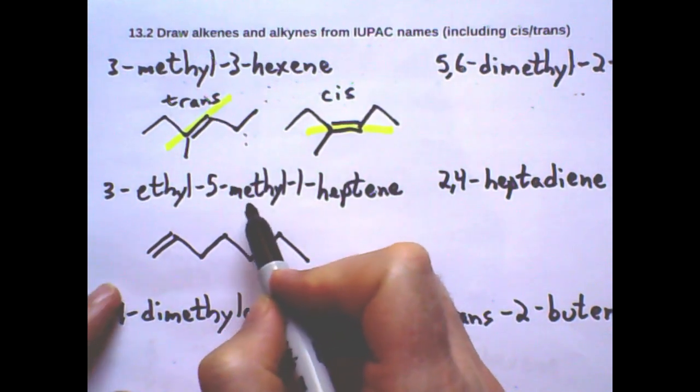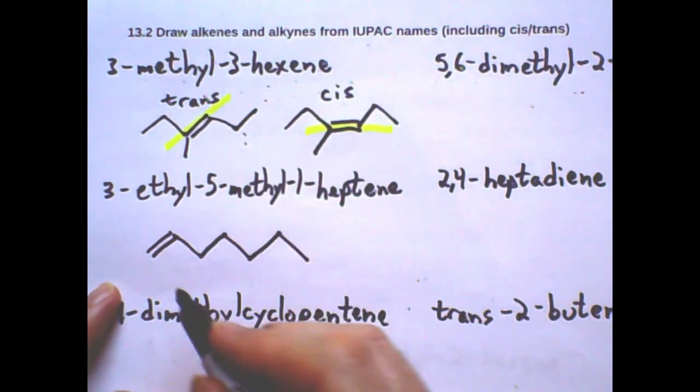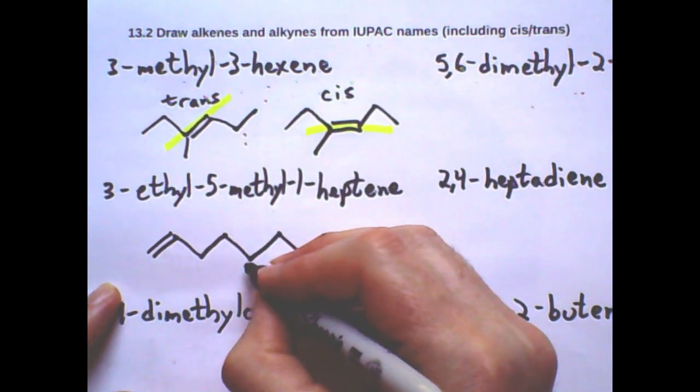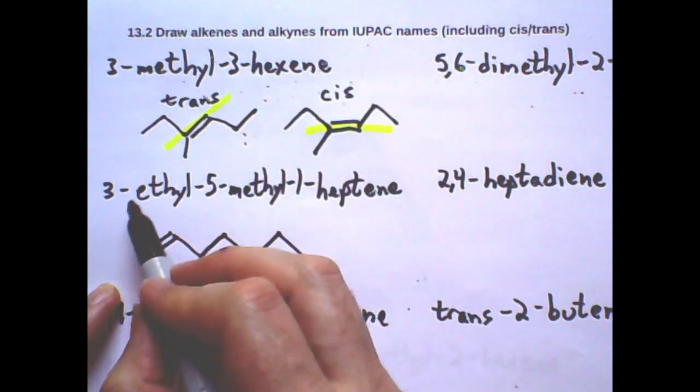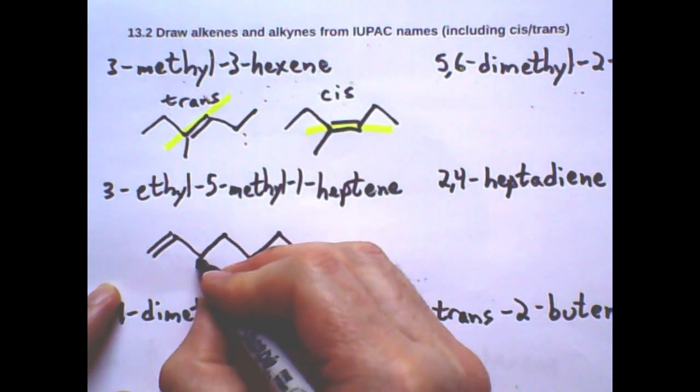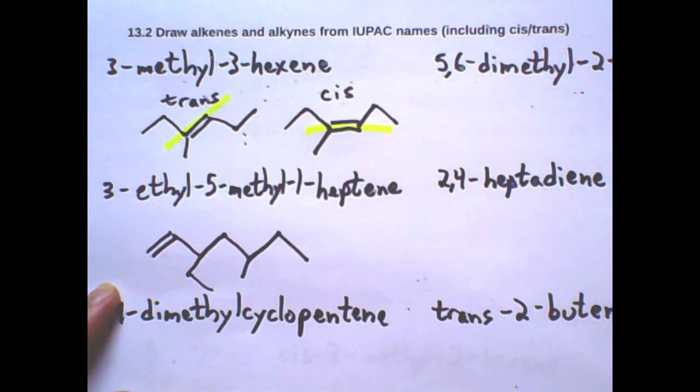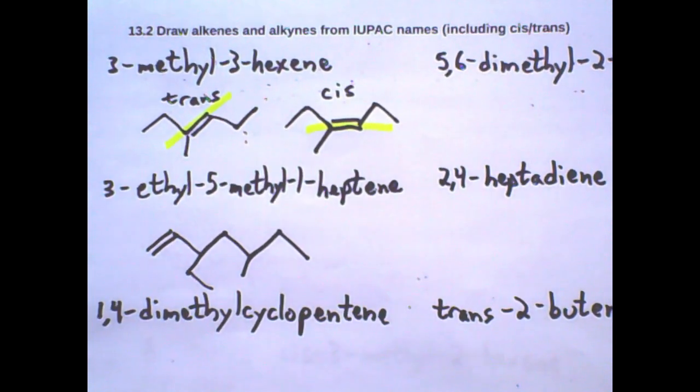Now we start adding groups. 5 methyl, 2, 3, 4, 5. There's a methyl group. 3 ethyl, our 3 was here. And we're done.